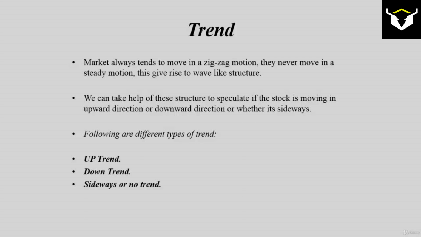Let's learn about trends. Market always tends to move in a zigzag motion. They never move in a steady motion. These zigzag motions give rise to wave-like structure. We can take help of these wave structures to speculate if a stock is moving in an upward direction or downward direction, or whether it's moving sideways. Following are different types of trend: an uptrend, a downtrend, a sideways or non-trending market, or a no trend.